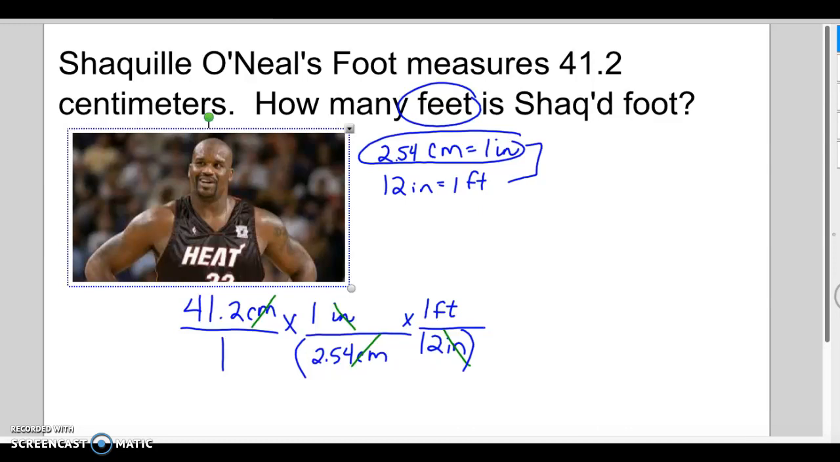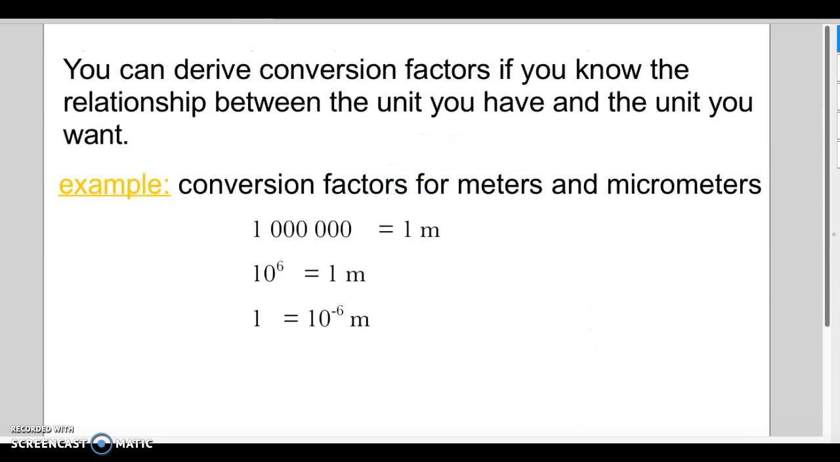Otherwise, this number would come up to the top and you wouldn't get the correct answer. So when you do this, you should get 1.35 feet. So pretty big foot. All right, let's keep going. So we can derive conversion factors.